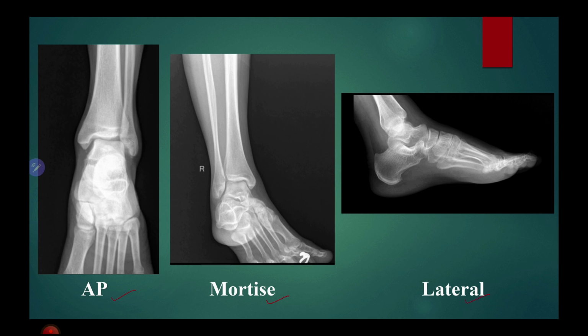So how is the mortise projection different from the AP view? In this we can see both the lateral malleolus and the medial malleolus are in profile, and the uniformity of the mortise joint should be seen without any superimposition from any of the malleolus. And we should also be able to see the base of the fifth metatarsal. It is because when the patient undergoes inversion sprain, the peroneus brevis tendon which attaches over here can lead to avulsion fracture of the base of the fifth metatarsal.